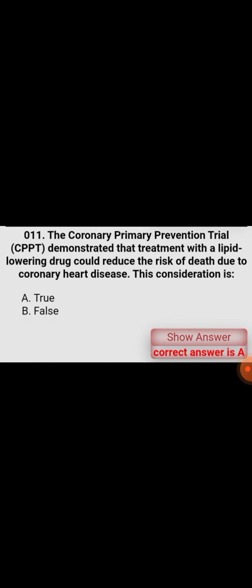The Coronary Primary Prevention Trial demonstrated that treatment with lipid lowering drugs could reduce the risk of death due to coronary heart disease. This consideration is true. Women taking Probucol should wait for 6 months after cessation of therapy before becoming pregnant. This consideration is true.